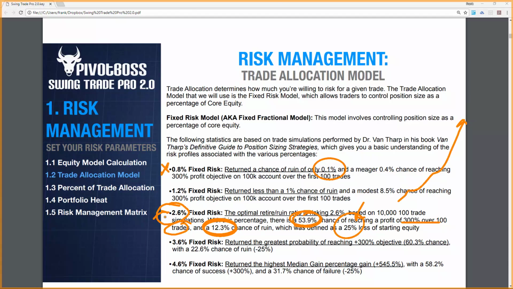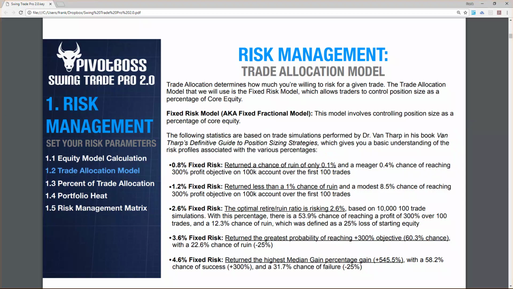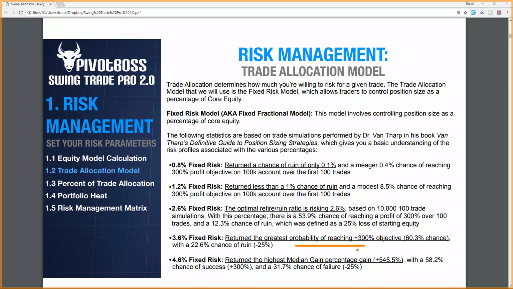So this was the optimum retire-ruin ratio, as Dr. Van Tharp put it. Now let's go out here to 3.6%. You can see 3.6% fixed risk returned the greatest probability of reaching the 300% objective, so a 60% chance of reaching that 300% profit objective after the first 100 trades on the 100K account, but basically a 1 in 5 chance of a 25% drawdown as well.